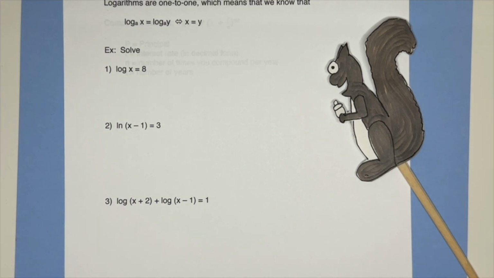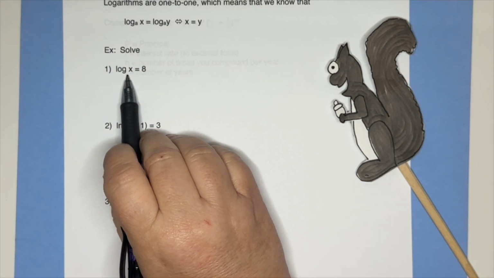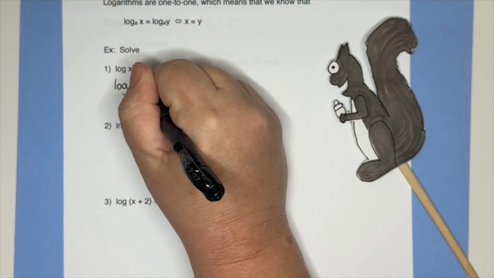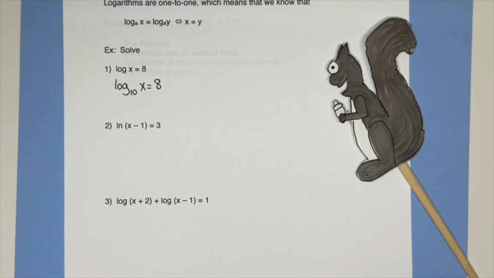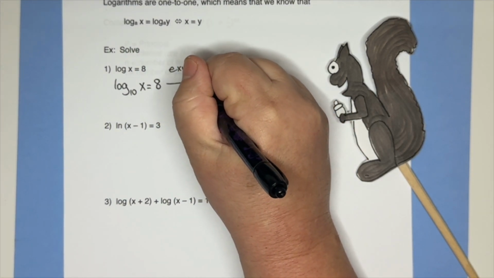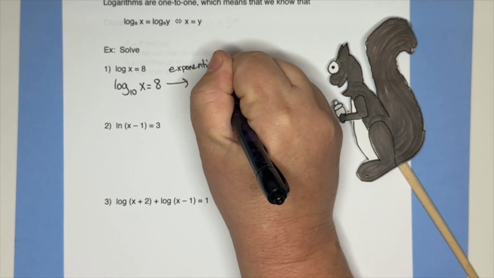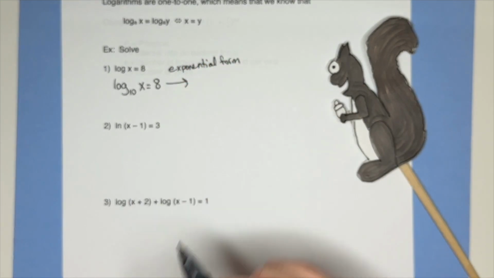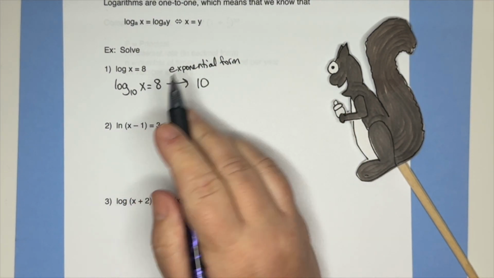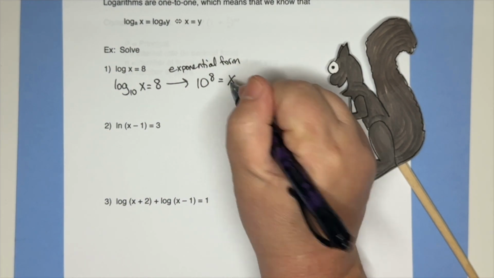So, log of x equals 8. What does that even mean? Well, first thing we need to do is translate. Log with no written base is common log, so that's log base 10 of x equals 8. Of all the ways we could solve this, I think the easiest is to put it in exponential form, by starting with the base, which is 10, raising it up to 8, and bringing it back to x.